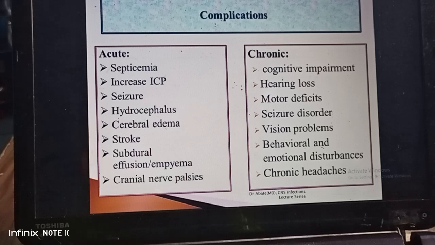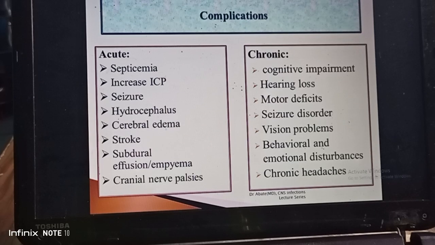So search for the complications. Possible complications should be sorted out in patients with meningitis. Patients may present with cranial nerve palsies. Cranial nerve palsies could be possible acute complications of meningitis. The chronic complications are cognitive impairment, hearing loss, motor deficit, seizure disorders in the future, visual problems, behavioral changes and emotional disturbances. The patients might also develop chronic headache in the future, which they will live with. So that needs special attention.